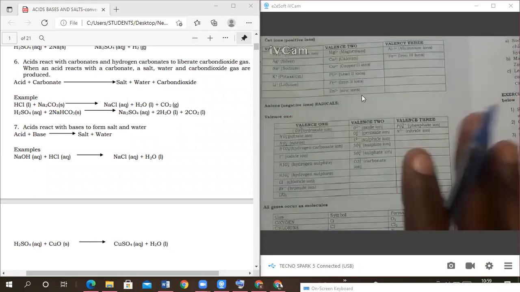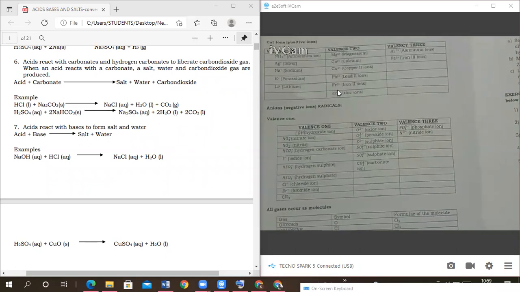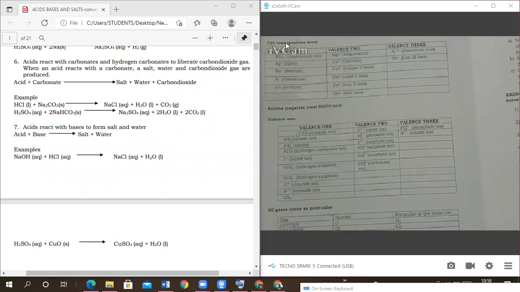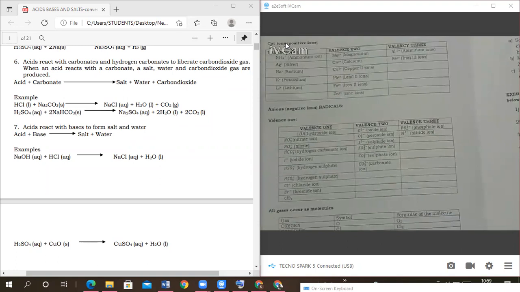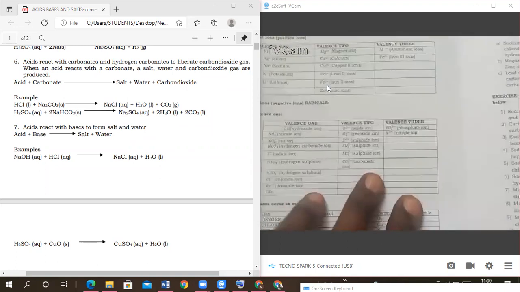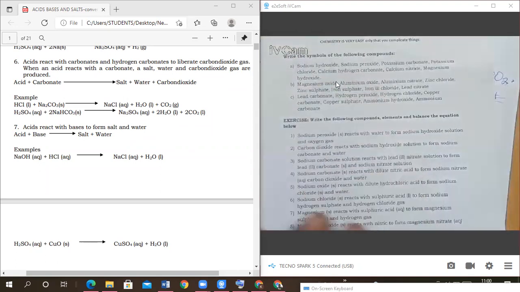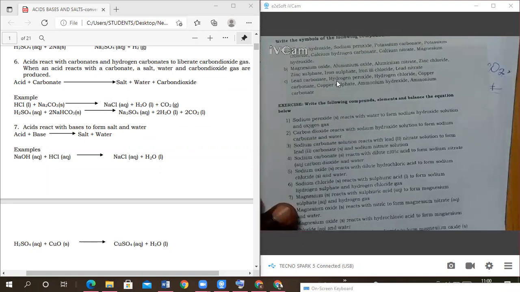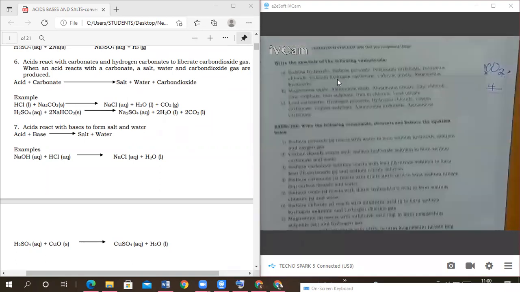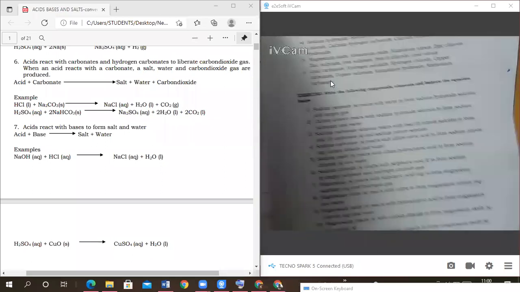So if you don't have this, I think I should post it there in the group so that you download and use it. Isn't it a better option? Yes. Okay. So I'm going to do that. Then there are some compounds this side, you try and form them at your own time. Then there are some equations here, you try and balance. So I will give you that later.